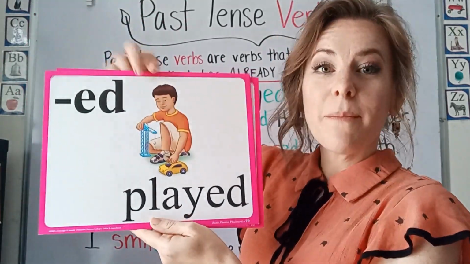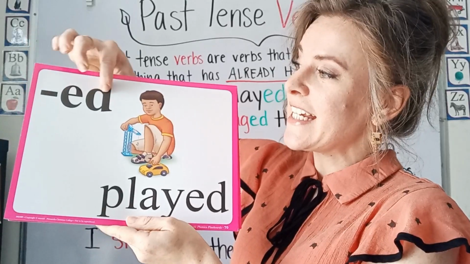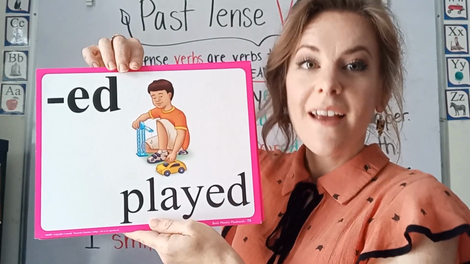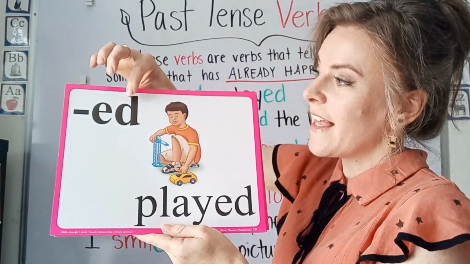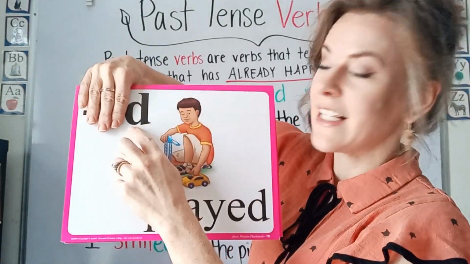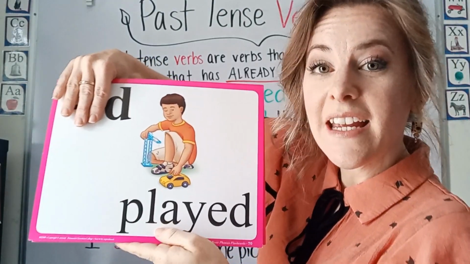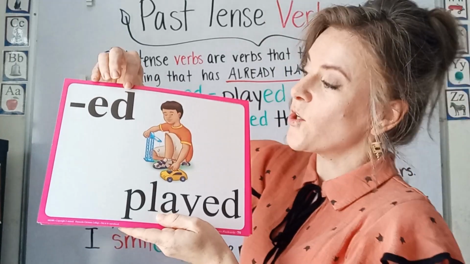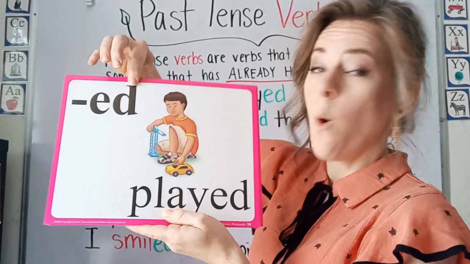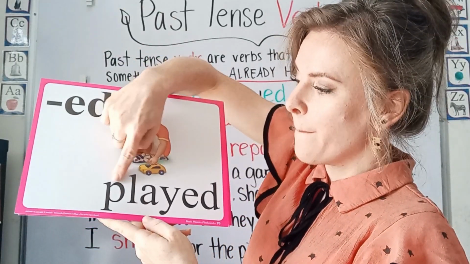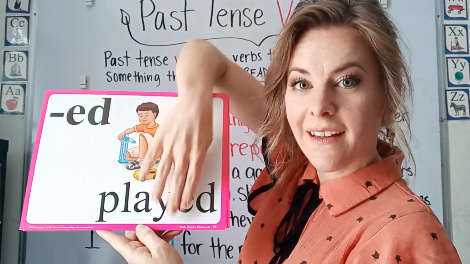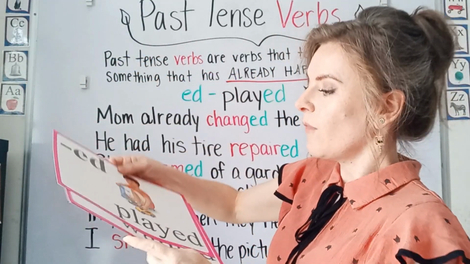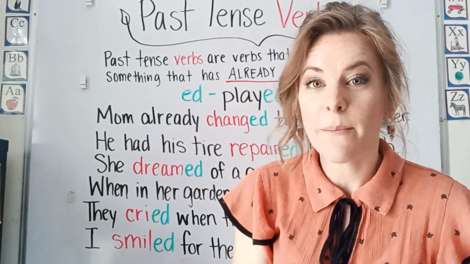And the one we're going to talk about today is the ED that sounds like D, D, D, D. This one only sounds like a D. The E is silent. Okay, so you don't hear the E, you only hear the D. D in played, played. All right? So let's look at some examples.